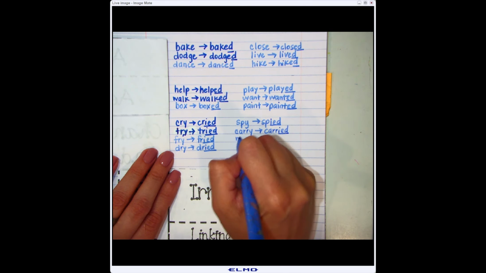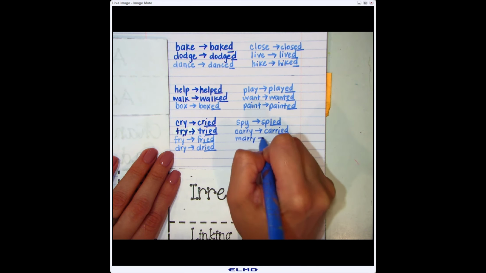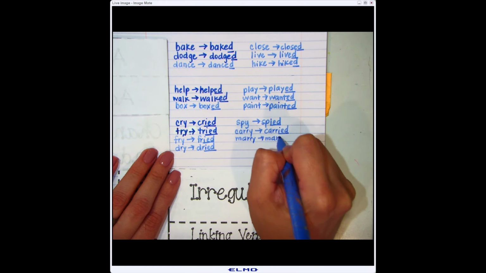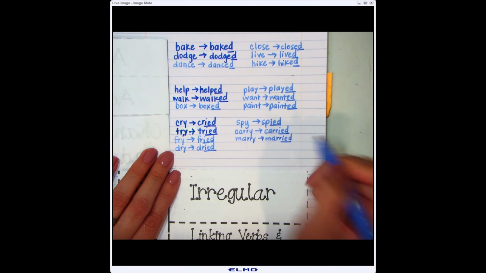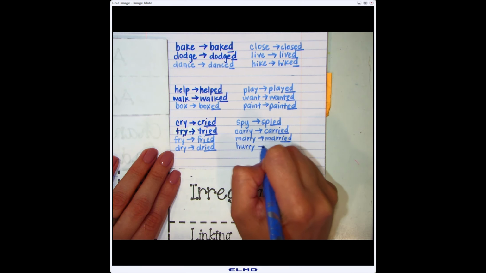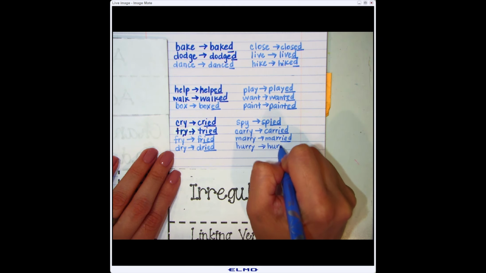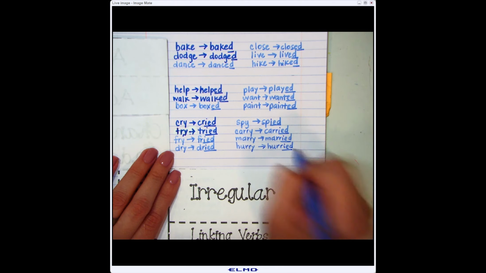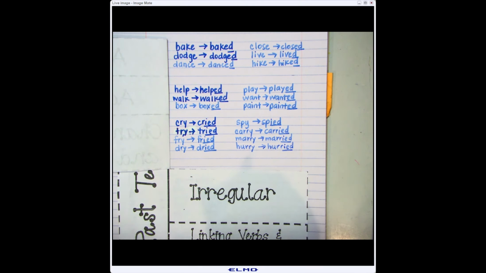Marry, we drop the Y and we add IED. The word hurry, we drop the Y and add IED. Same thing would be for other verbs that end in Y, like scurry.